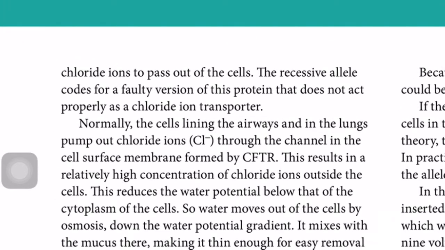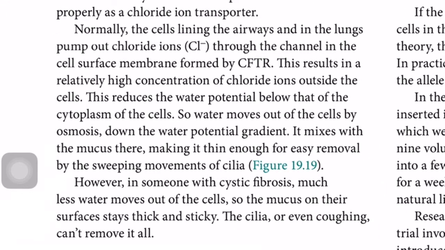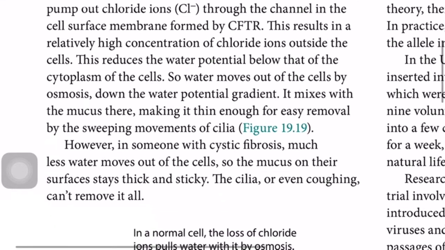The recessive allele codes for a faulty version of this protein that does not act properly as a chloride ion transporter. Normally, the cells lining the airways and in the lungs pump out chloride ions through the channel in the cell surface membrane formed by CFTR. This results in a relatively high concentration of chloride ions outside the cells. This reduces the water potential below that of the cytoplasm of the cell. So water moves out of the cell by osmosis down the water potential gradient. It mixes with the mucus there and makes it thin enough for easy removal by the sweeping movement of cilia.